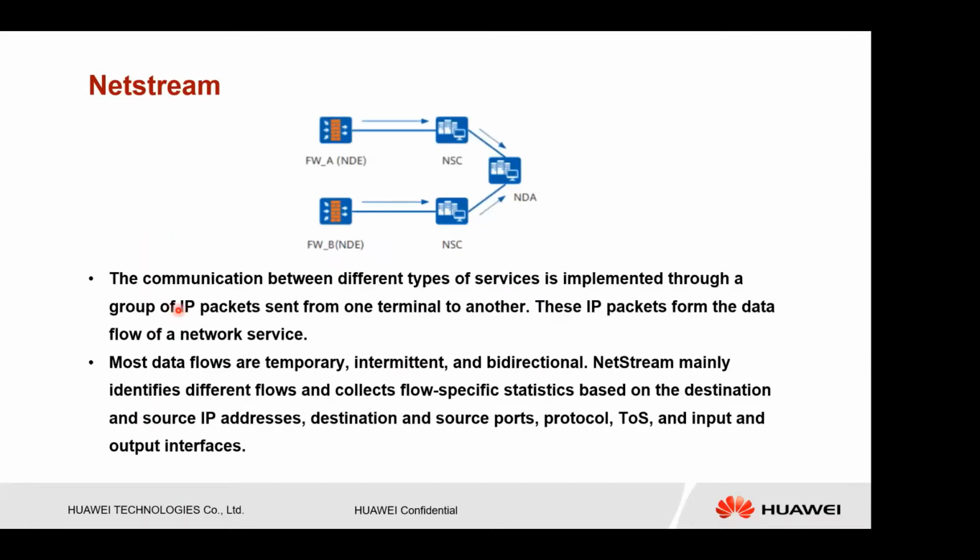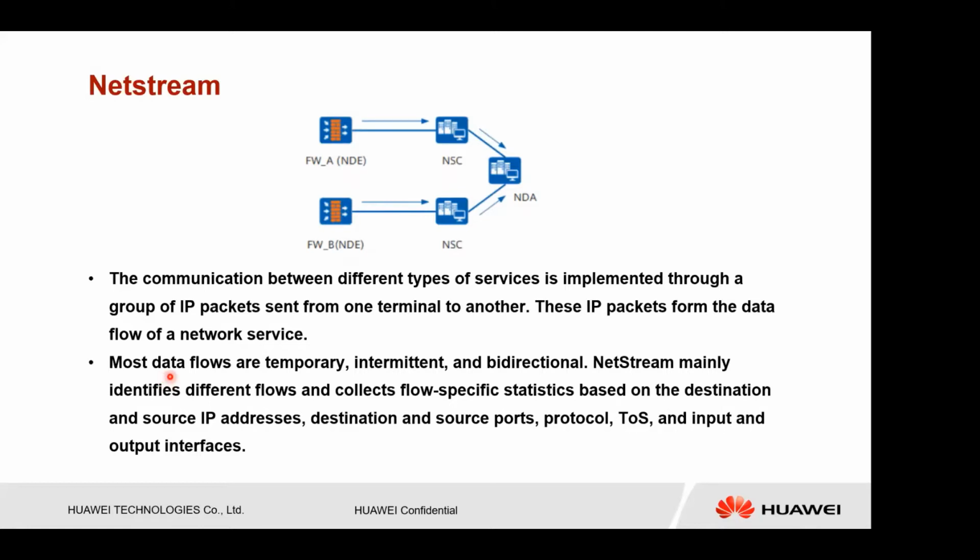So the communication between the different types of services is implemented through a group of IP packets, which is sent from one terminal to another. In this IP packet, it will form the data flow of the network services, which Netstream will use to provide the analysis based on the statistics collected. Most data flows are temporary, intermittent, and also bidirectional.